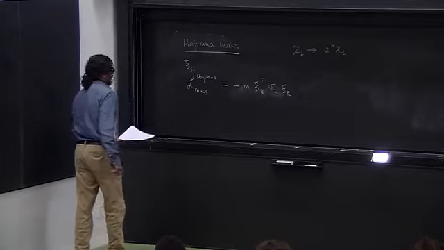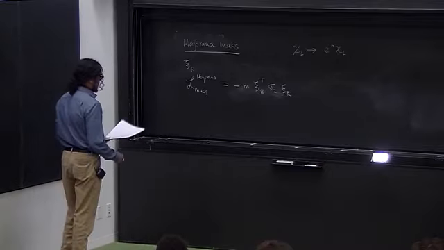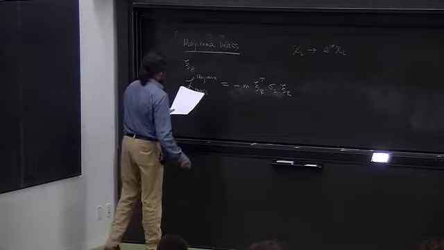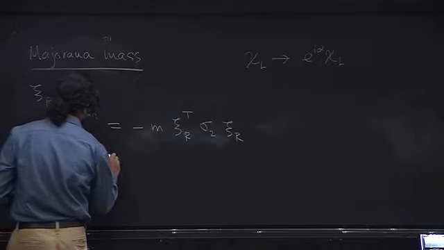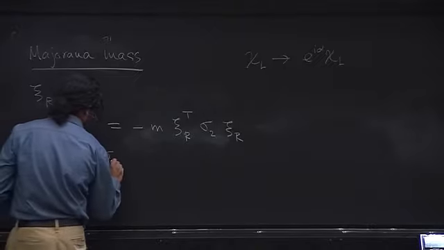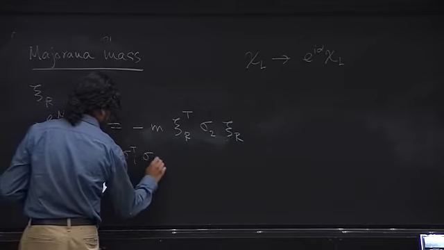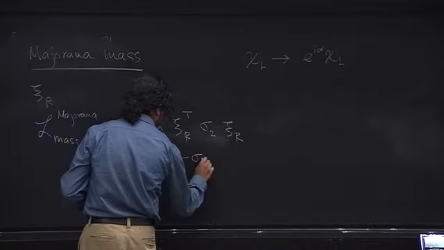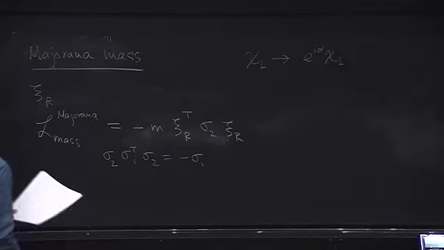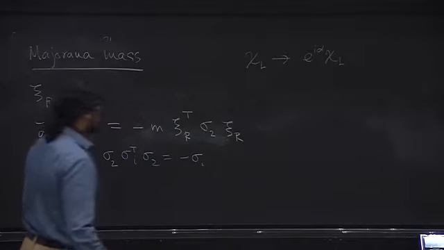Okay. I claim that this is actually invariant under Lorentz transformation. Showing this is done in detail in the lecture notes. What you have to do is use this identity: if you take a Pauli matrix, transpose it, and sandwich it between two sigma 2s, then you get the minus of the Pauli matrices. Then you can show that this is Lorentz invariant.